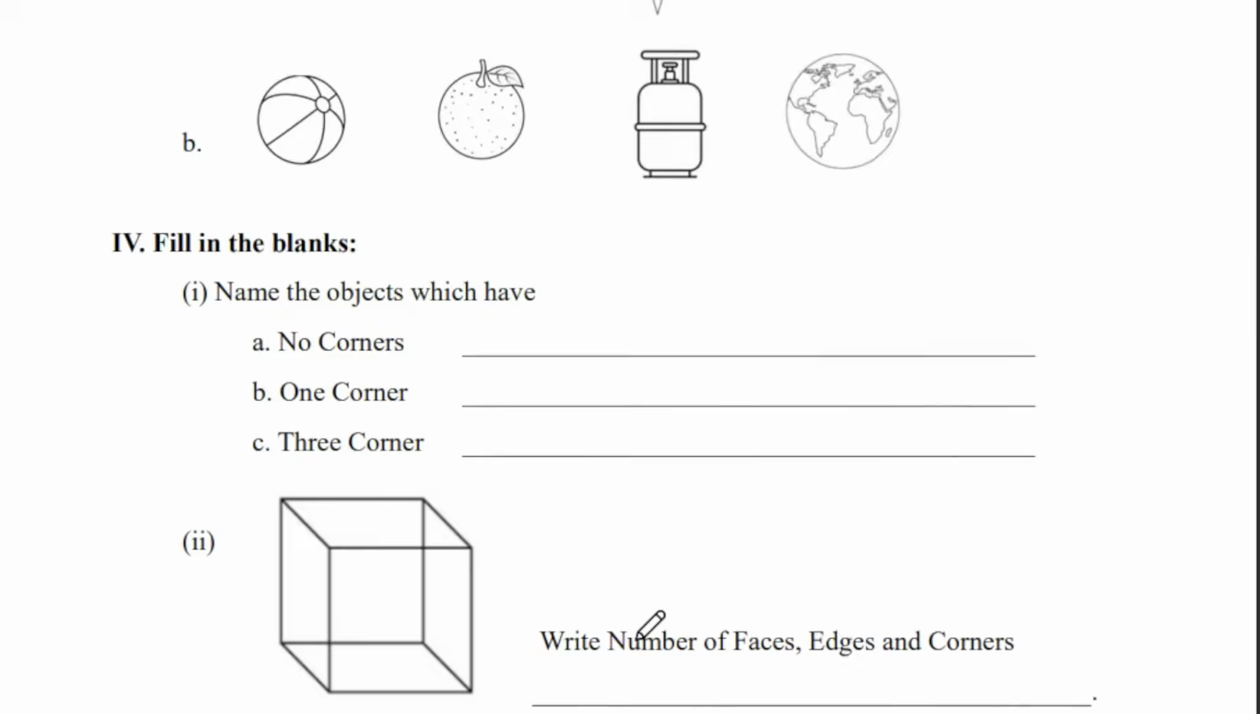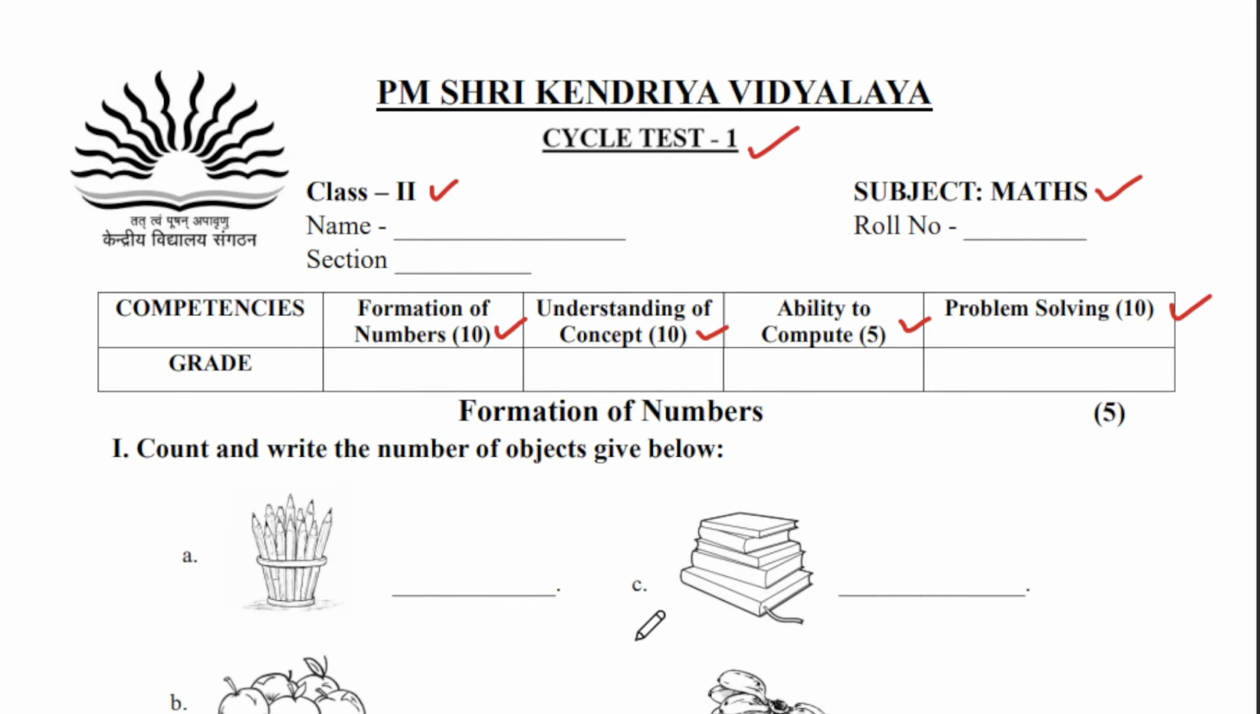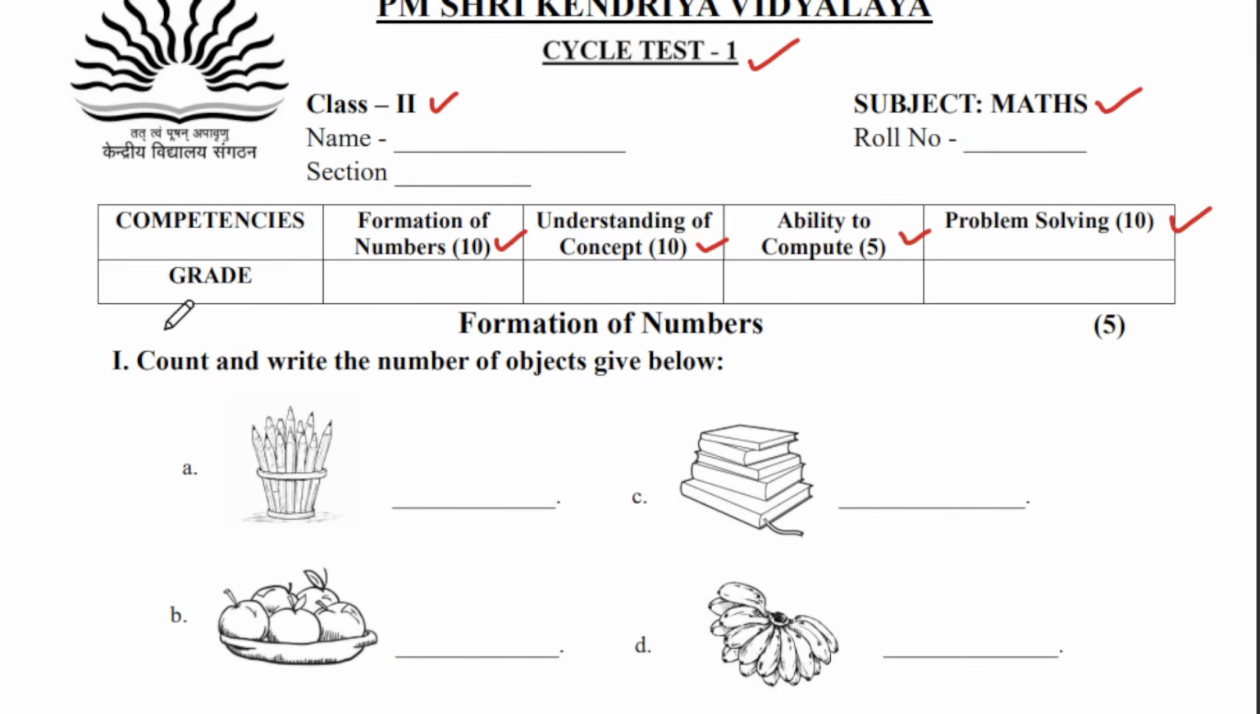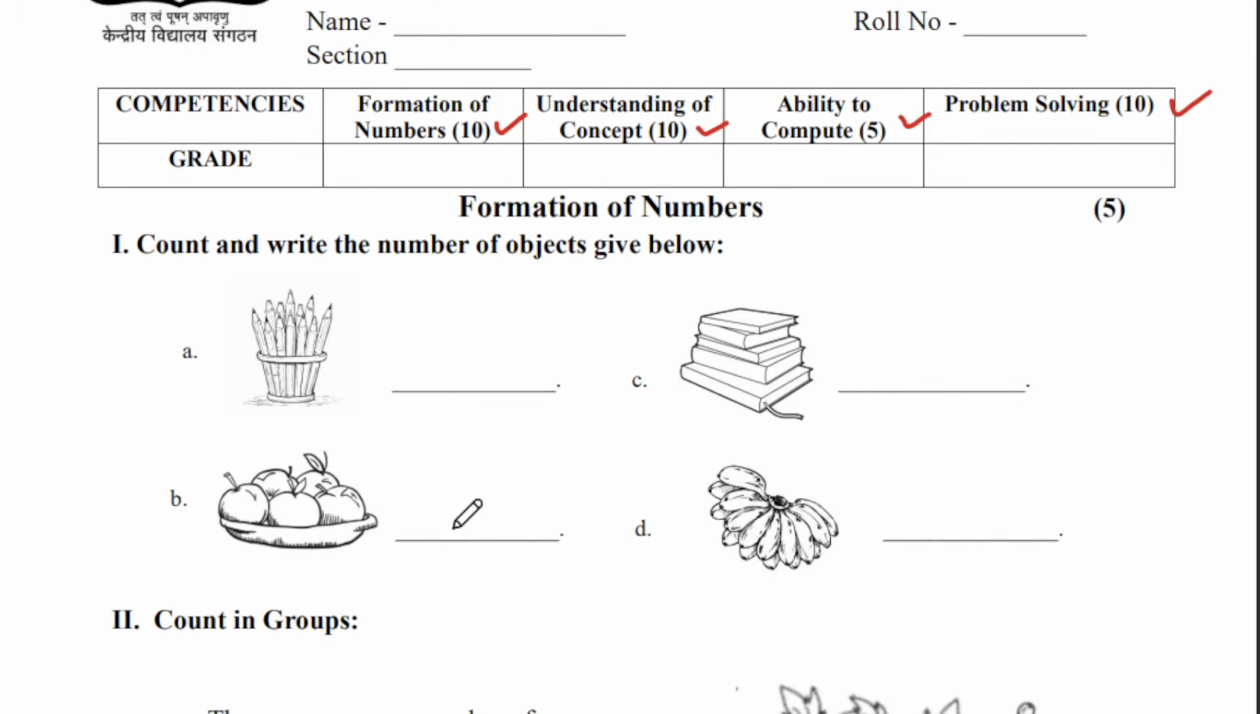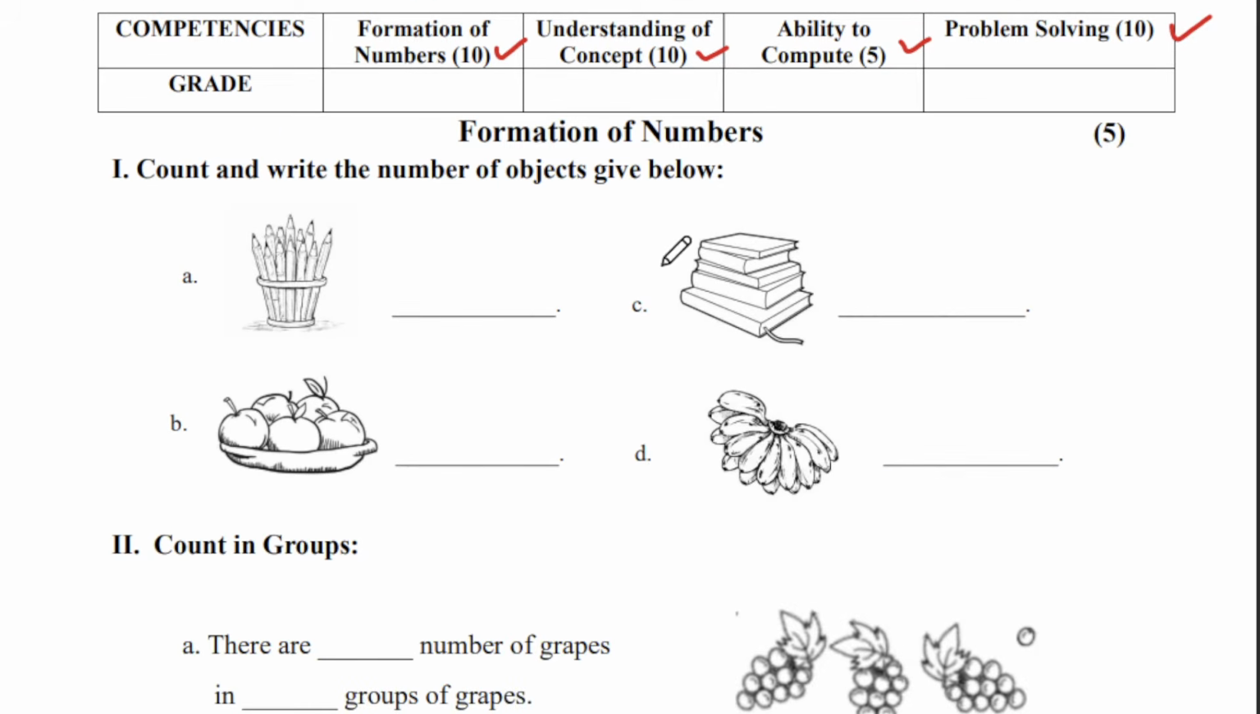Okay. So we will see one by one. So first we have formation of numbers, 5 marks. Count and write the number of objects given below. So we have given objects, you have to count and write the numbers. Okay. So first we have a bunch of pencils. I'm going to zoom this out so that you can see the pencils clearly, students.